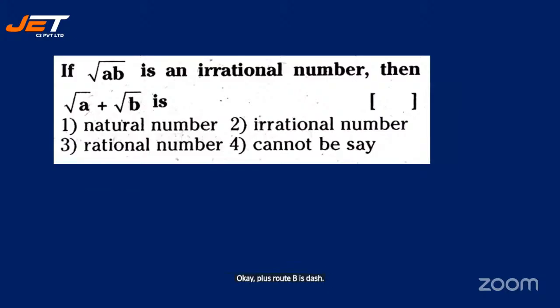Is it a natural number? Is it an irrational number? Is it a rational number? Or we cannot say anything about it? I repeat, if root AB is an irrational number, then root A plus root B is dash.